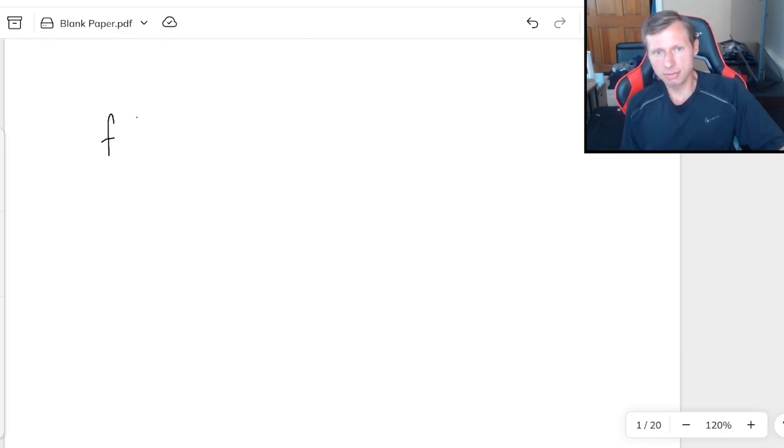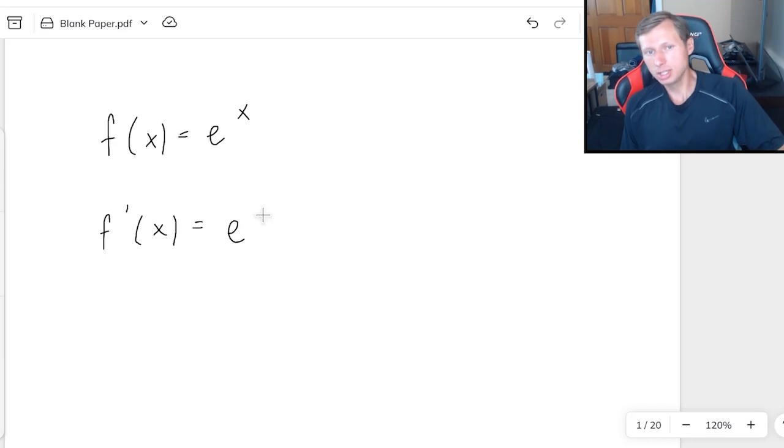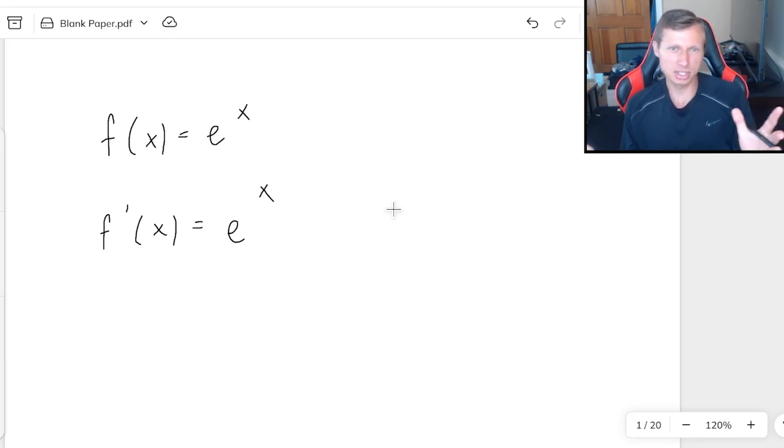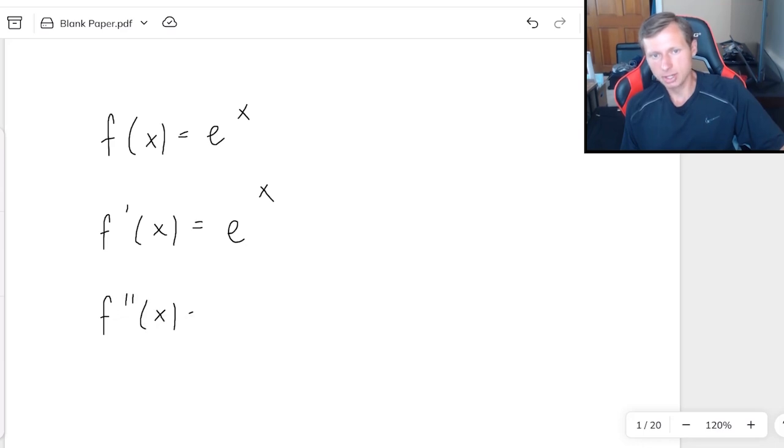In other words, if the function f of x is e to the x, and I want to find f prime of x, it is the only function in the world whose derivative is the same as itself. Which is pretty cool, and you can disagree with me, but whatever. And if you were to take the second derivative, it would also be e to the x. And if you were to take the third derivative and the 10th derivative, you can just keep going down the list. It's always going to be e to the x for your derivatives.